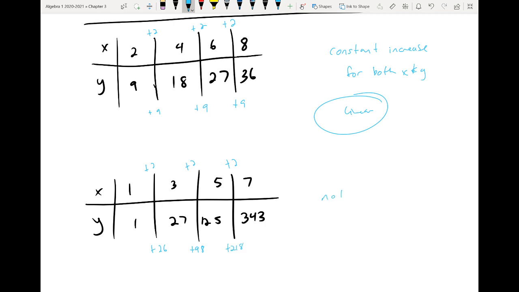This is not constant. All right? Right here, that's what's happening. We're adding different things. Okay? This is non-linear, which is the same thing as not linear. Okay? The term non-linear is the same as it not making a line.